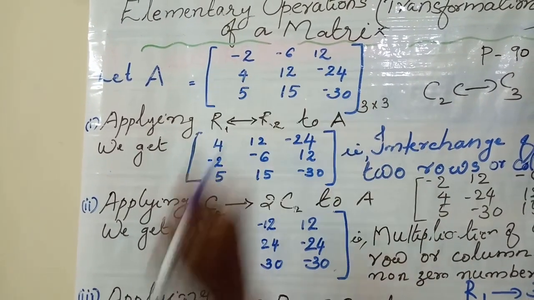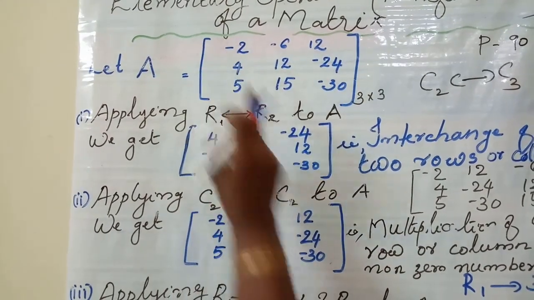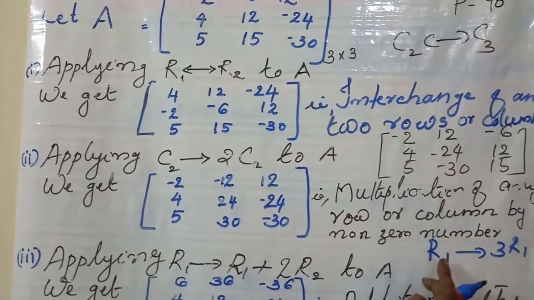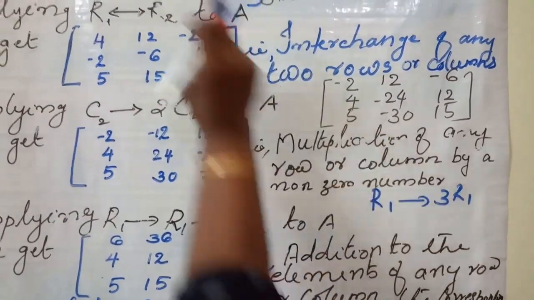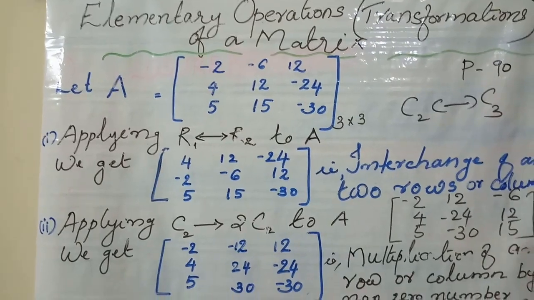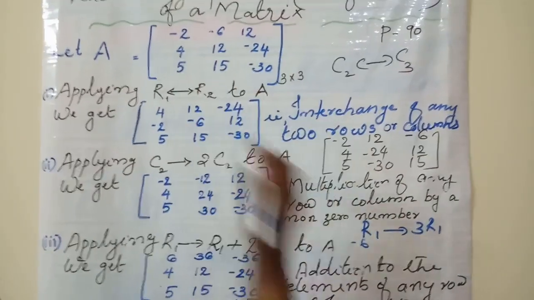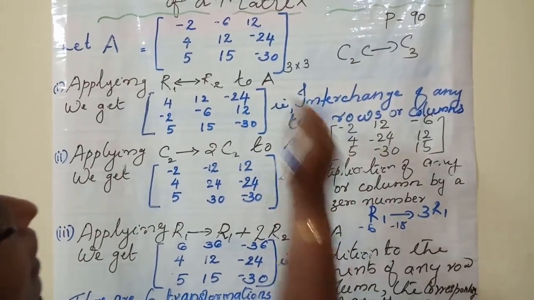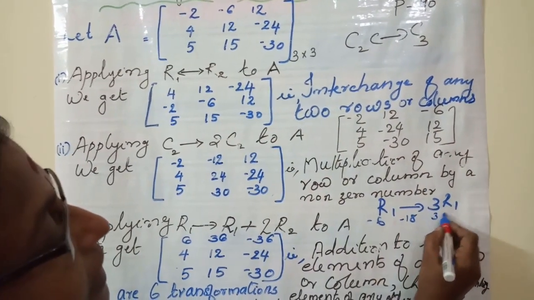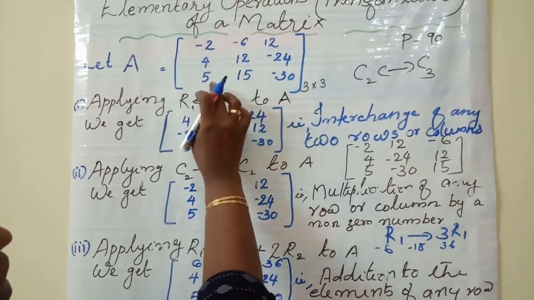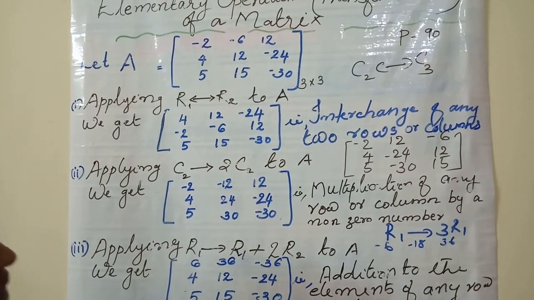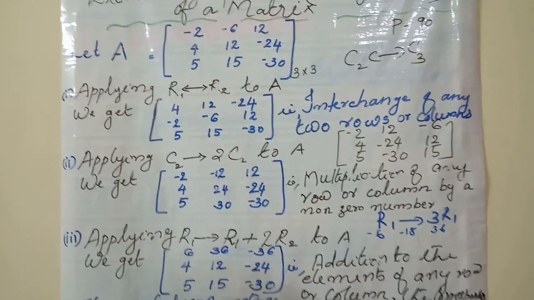So what is the new R1? Can you say? New R1 is each element of R1 multiplied by 3. That means this becomes minus 6, this becomes minus 18, and this one 36. The remaining second row and third row have no change. That is the second operation.